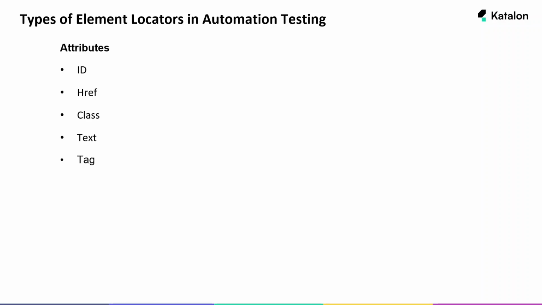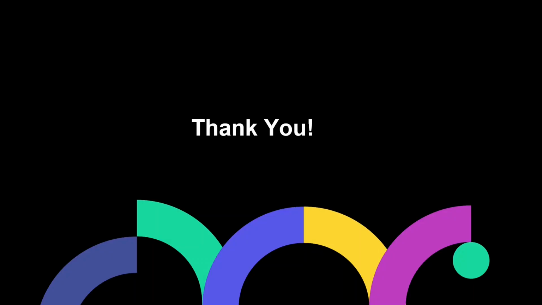So now let us first understand what are all the different types of element locators in automation testing. The following are the basic locators like ID, href, class, text and tag. And also we have advanced locators like XPath and CSS locators or CSS selectors. So this brings us to the end of chapter 1.